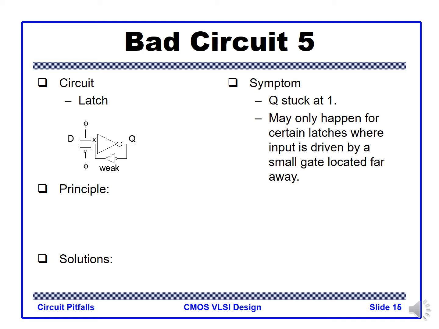Another bad circuit example is this kind of latch. You use the latch, the transmission gate, and a weak inverter. After you design, you get the chip back and test it, but somehow the output is just stuck at VDD. It doesn't change at all. Why does this happen?